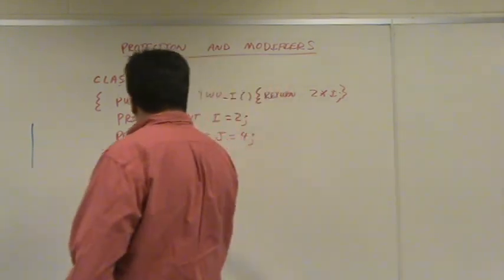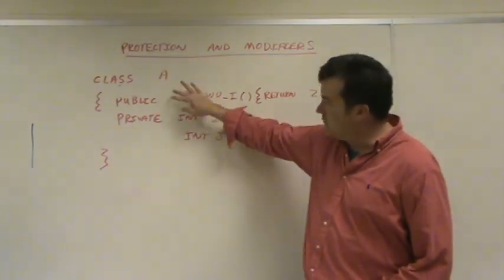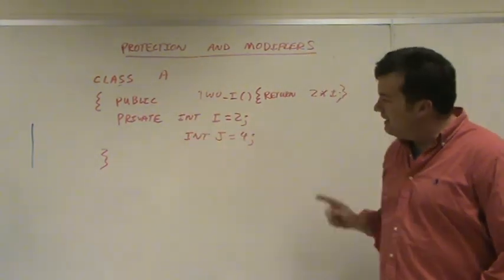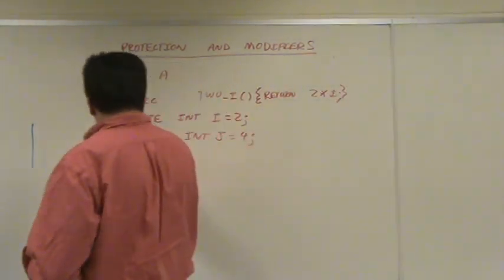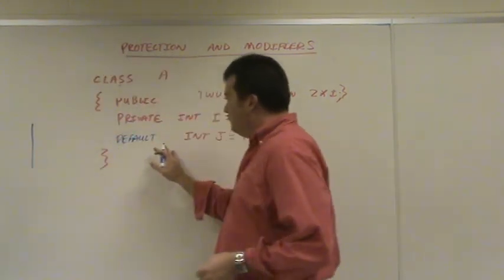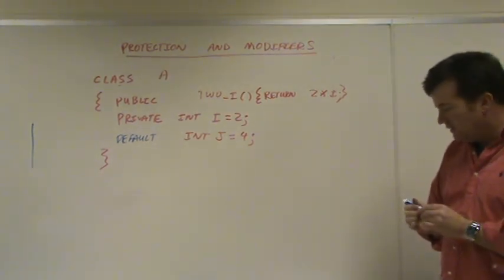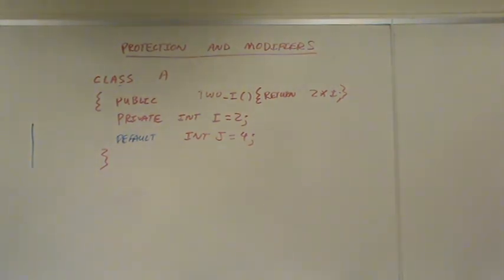In Java, if you don't say public, private, or protected, if you leave it out, in C++ it automatically becomes private. In Java, it becomes this fourth class called default, which is not a keyword. You can't say default integer j. If you just leave it out, it becomes this fourth class called default. And the official definition of default is accessible to any class in the same package.